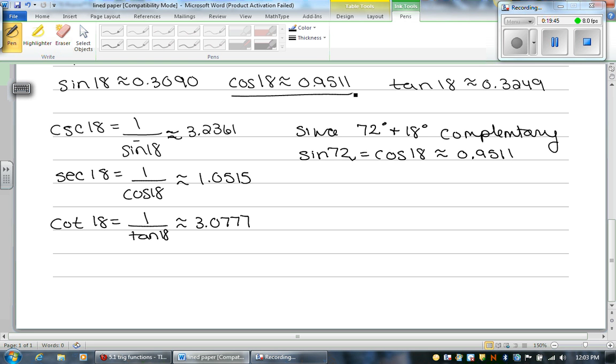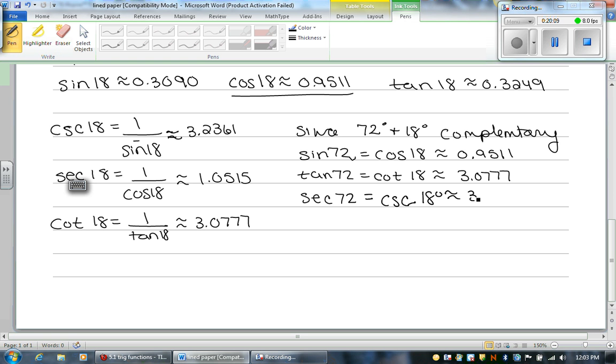Okay? Or tangent of 72 is equal to cotangent of 18, which is approximately 3.0777. Secant of 72 is going to be equal to cosecant of 18. And these all come from the last page, our identities over there.